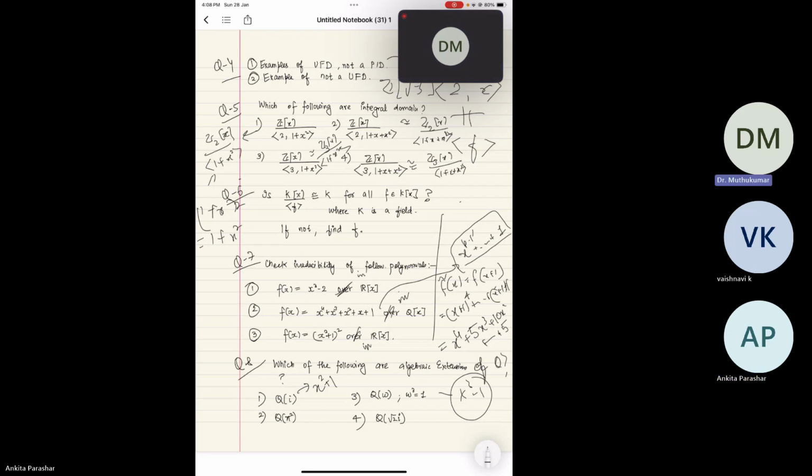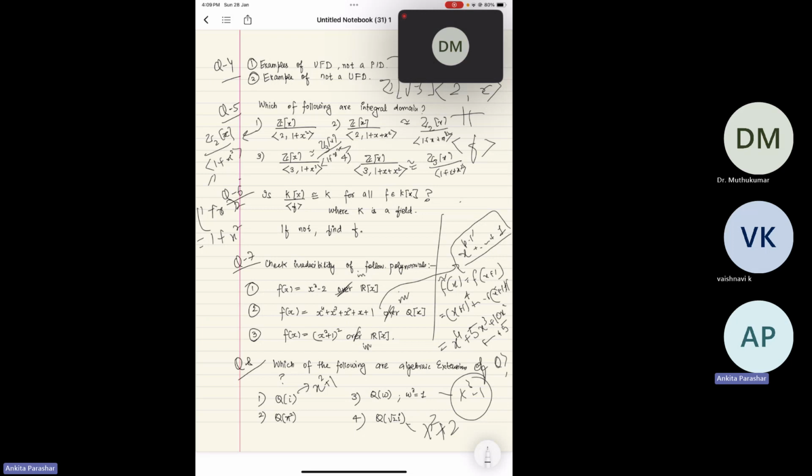Right. So what about part 4? Q of root 2 I. The polynomial is x squared plus 2. So this is also an algebraic extension over Q. So except Q of pi square, all extensions are algebraic extensions.